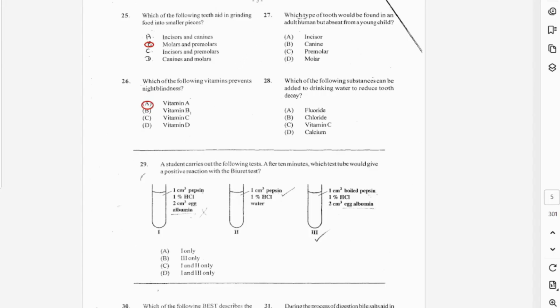Number 27. Which type of tooth would be found in an adult human but absent for a young child? The answer would be D. Molars. 28. Which of the following substances can be added to drinking water to reduce tooth decay? The answer would be A. Fluoride.